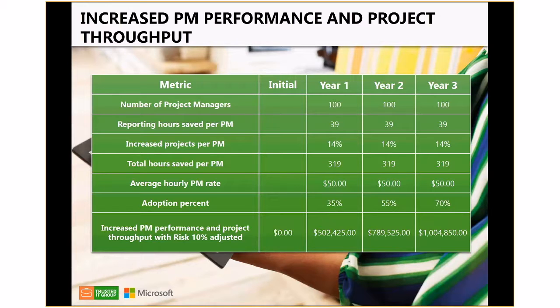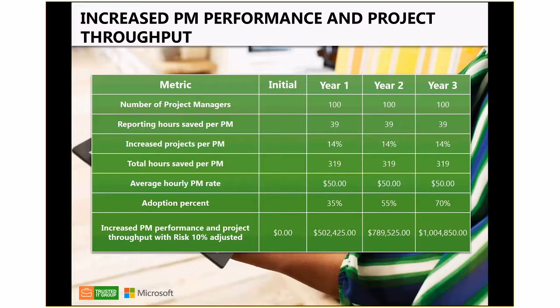So if you want to be more conservative, you can take a 5% increase in projects that you're gonna do. But Forrester said, on average, we are going to increase our project throughput 14% by not spending time doing other miscellaneous things, for example, building reports. And we're going to take our average hourly PM rate. You've got your $50 right there, $50 per hour.